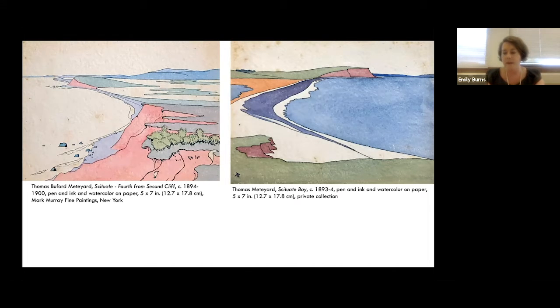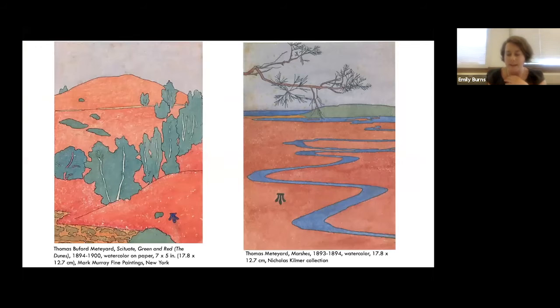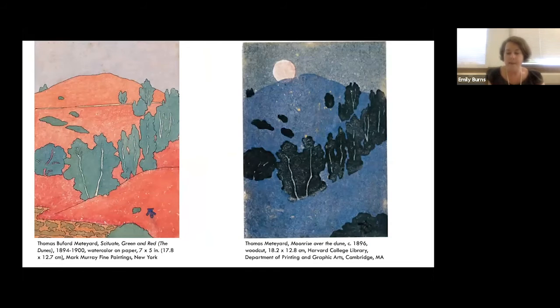Some of his watercolors highlight a vibrant red-orange that locals say is akin to the sunset color on the dunes, such as Scituate green and red, the dunes, and the marshes. The artist here too flattens a sense of space and 3-dimensional recession by presenting the scenes as solid, thickly outlined blocks of color. And then Meteyard translated these watercolor compositions into woodblock prints that drew the scene and transformed it further by experimenting with different palettes. For instance, the composition of Scituate red and green, the dunes, became a nocturne in moonrise over the dune.